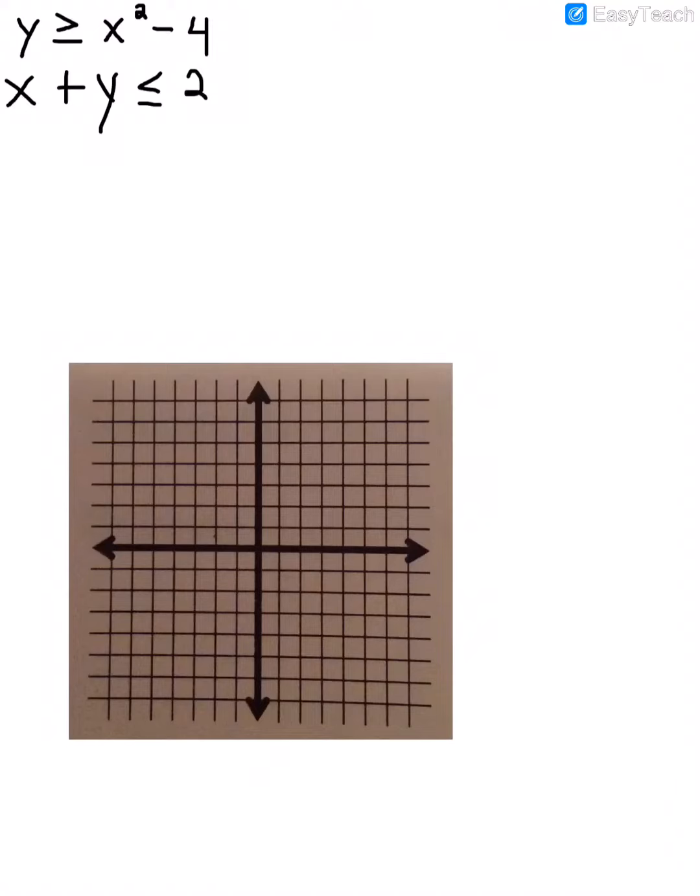When we're graphing a parabola, we first want to know what direction it opens. Remember, whatever is in front of that x squared, if it's positive, it's going to open up. If it's negative, it's going to open down. So we know that this graph opens up.